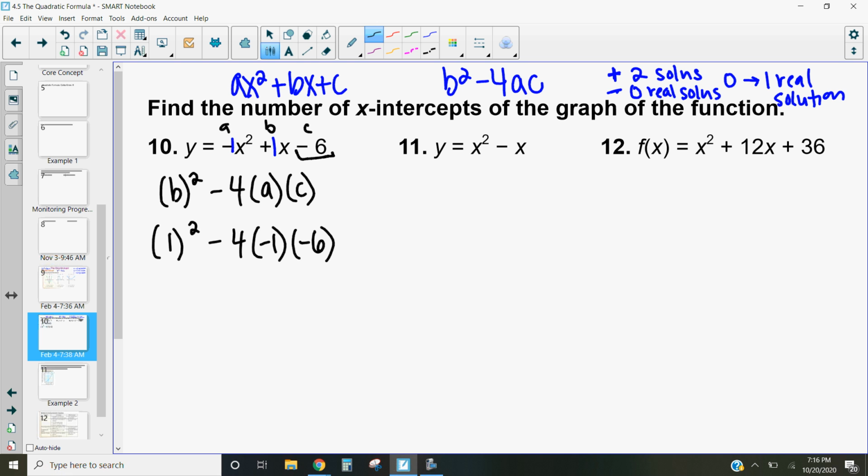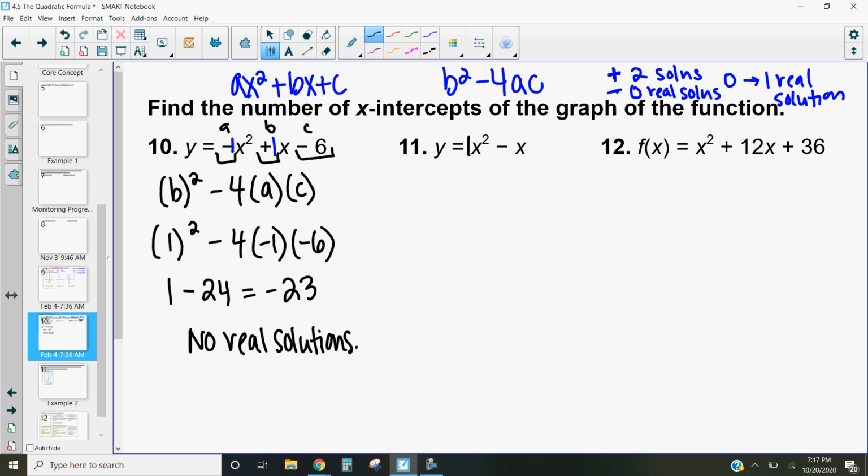Now our a, b, and c are always going to include the sign in front of it. So now we've got 1, -4 times -1 is +4, 4 times -6 is -24, and that equals -23. If it's negative, that means there are no real solutions. Fantastic.